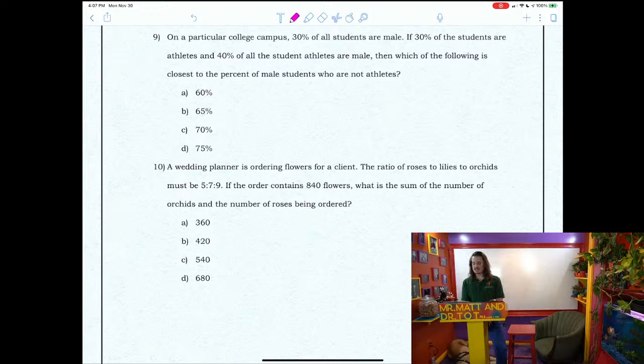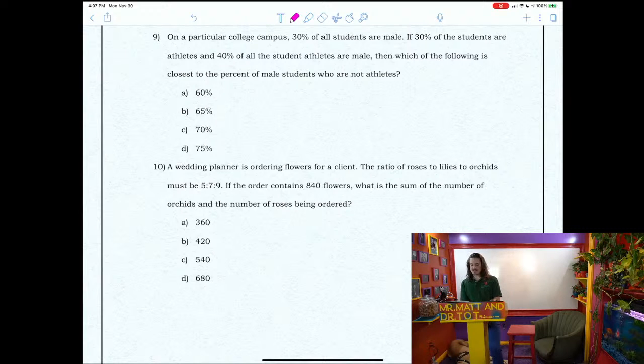Question number 9 asks, on a particular college campus, 30% of all students are male. If 30% of the students are athletes and 40% of all the student athletes are male, then which of the following is closest to the percent of male students who are not athletes?